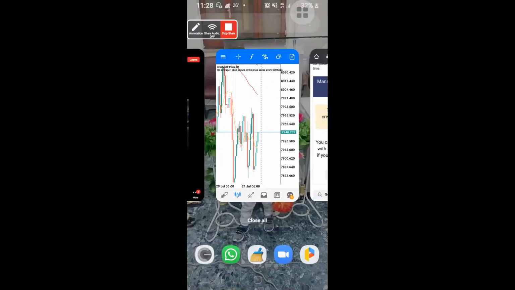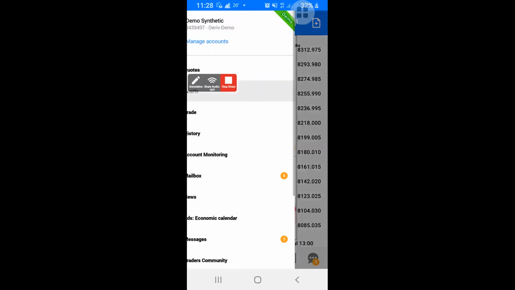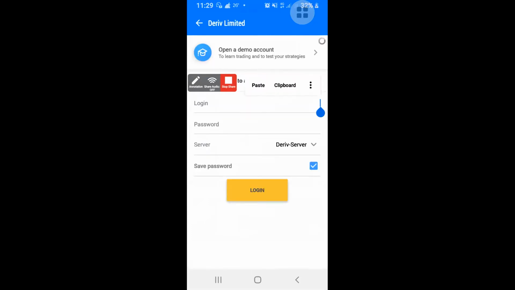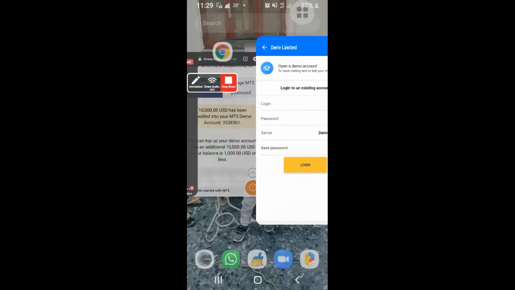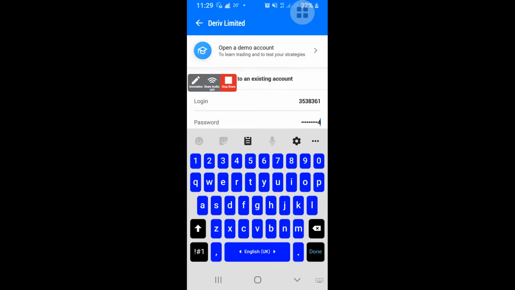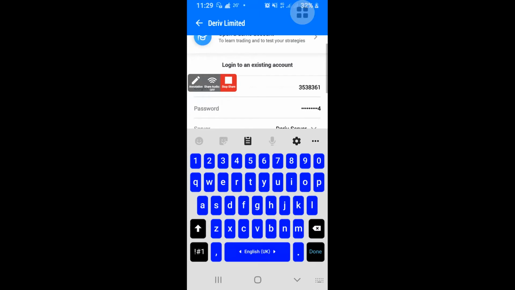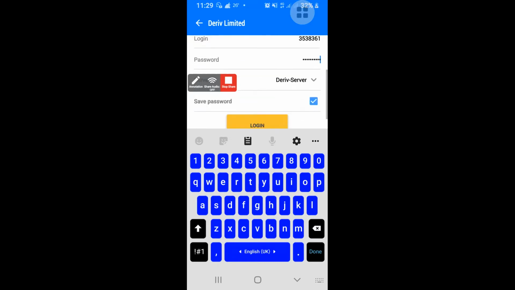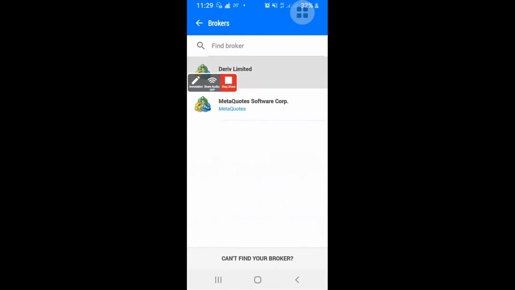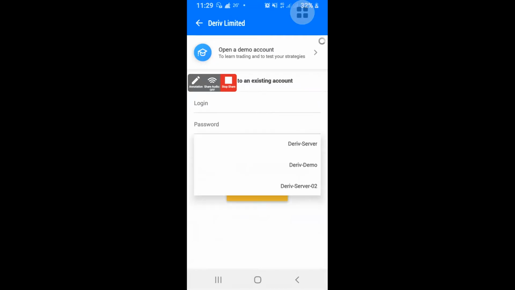All right, so go to your MetaTrader. Click on the menu. Add account. Type your password. Then the server should be demo. Authorization failed because we chose the wrong server. When you are logging in, the server position, you must always be conscious of it. So the server should be Deriv demo.